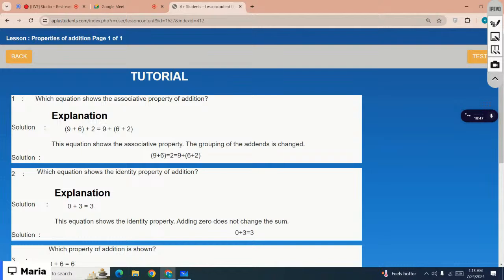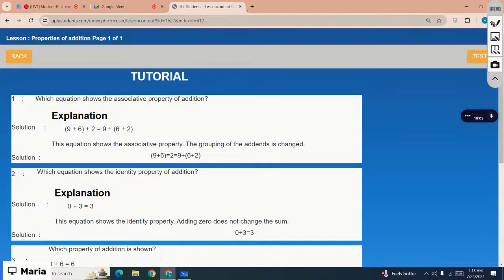Okay, let's start with an example, right? Which equation shows the associative property of addition? Now we're going to learn the properties of addition, right? We have already learned these properties in earlier grades, so you just have to recall them.